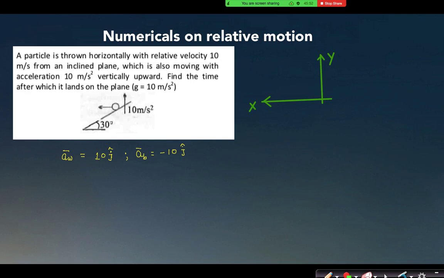Just after releasing the ball, if I ask you what is the initial velocity of the ball with respect to the ground, then whatever the velocity of the train at that instant was, that was 10 meter per second, will be the velocity of the ball, right? Because the ball cannot come instantaneously to rest.